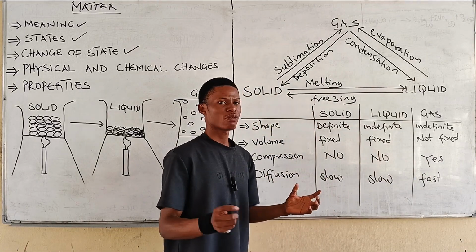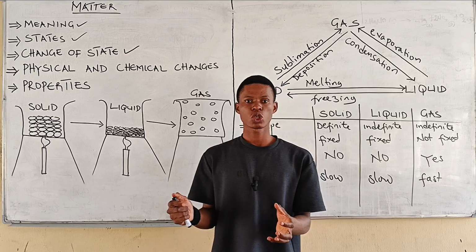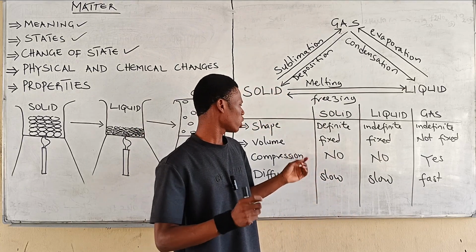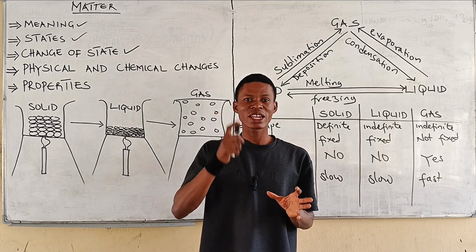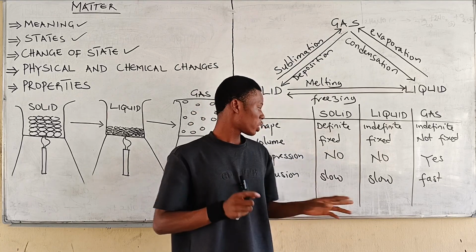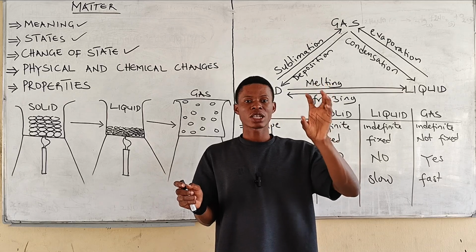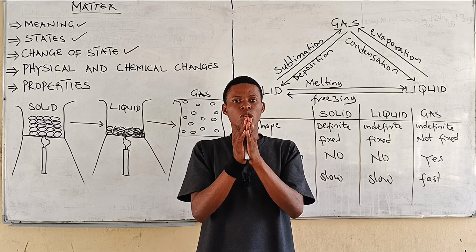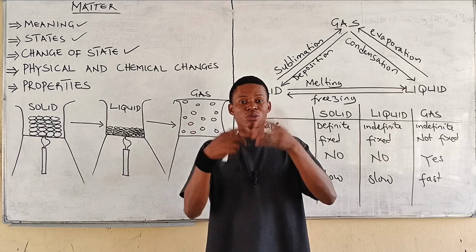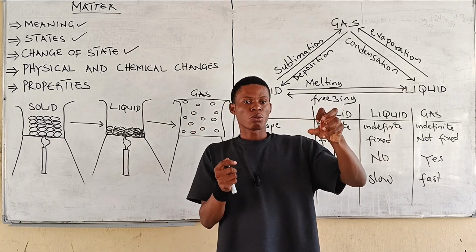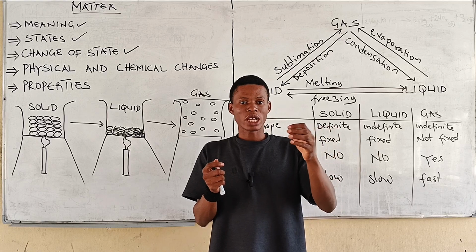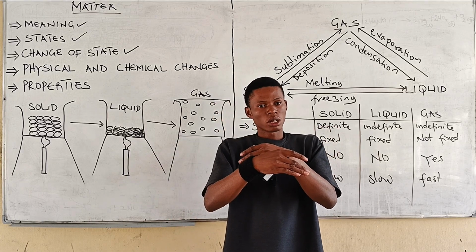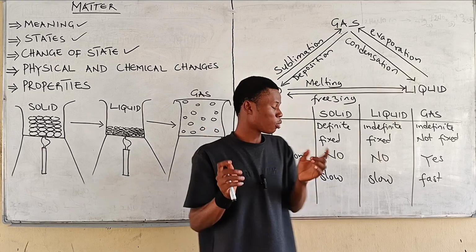Now diffusion. With diffusion, we are looking at the movement of molecules from high concentration to low concentration. Diffusion can take place in solids, but it is very slow. Take for example, if you have a red bar soap and a green bar soap and you join them together, you will discover that after a long time, some molecules of the green color will diffuse into the red colored soap, and the red color will diffuse into the green colored soap. That happens, but it's very slow.